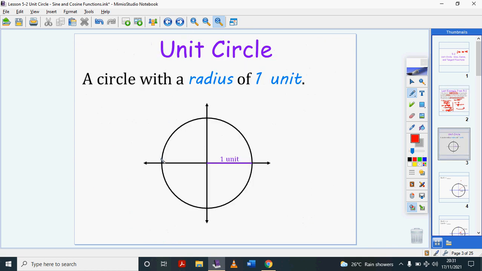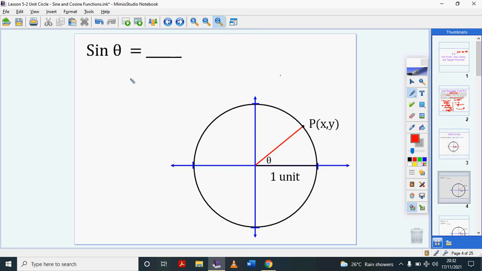Okay, starting with this lesson, a unit circle is a circle with a radius of 1 unit. As simple as that. If this radius is 1 unit, then it's called a unit circle. If it was 2 units, it will be called a 2-unit circle. If this circle had a radius of root units, it would be called a root circle or a ruthy circle. I don't know.